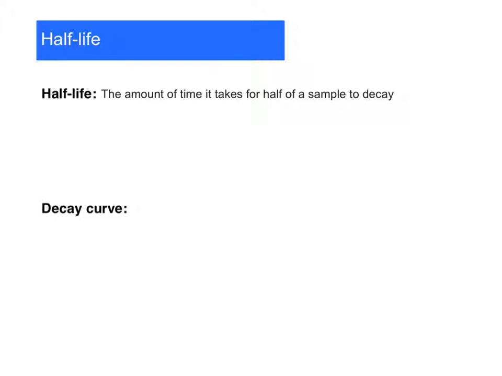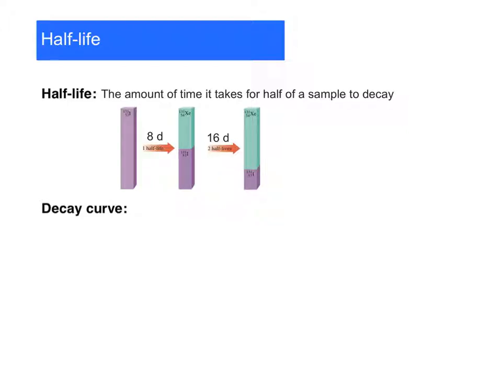And so as time passes, it begins to decay. After 8 days, if we had a 1 gram sample, we would have a 1/2 gram left. After 16 days, we'd have a 1/4 gram left. After 24 days, we would have 1/8 of a gram, and so on.